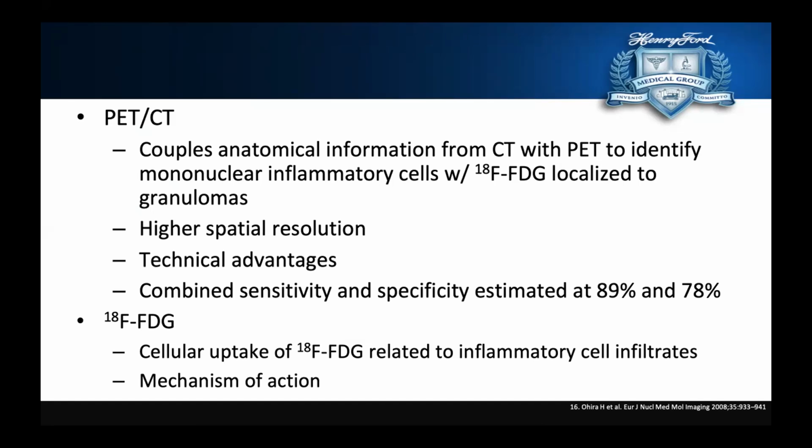Now, FDG, so the cellular uptake of FDG is related to inflammatory cell infiltrates. And just the mechanism of action that I want to touch base on briefly: if you think about it, your active inflammatory cells have high glycolytic activity. So you're satisfying their large energy demands, and consequently they're producing a lot of ATP, almost greater than 6-fold higher than baseline.